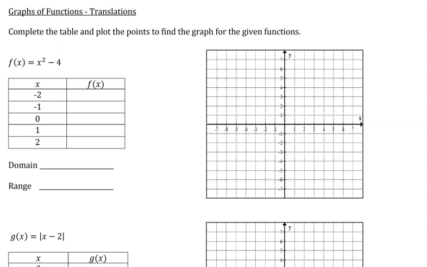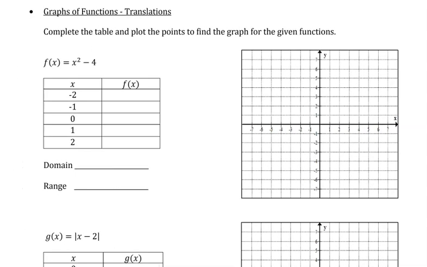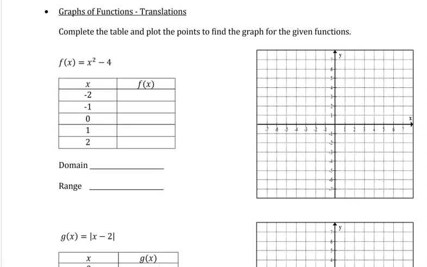So to start out, we have x squared minus 4. Just like we did with parent functions, we're going to pick some x values. In this case, I did already pick some x values for us. We're going to plug them in to get the y values, and then we're going to plot each one of those points. So let's get started.